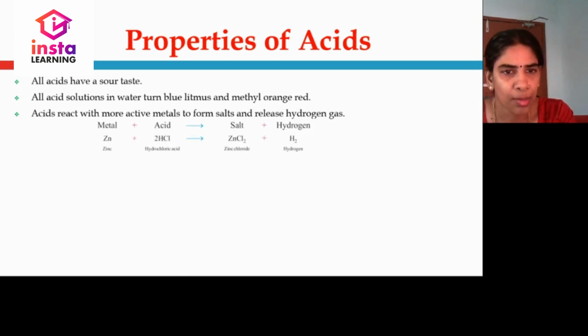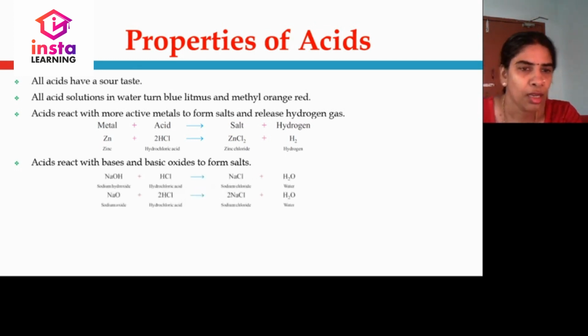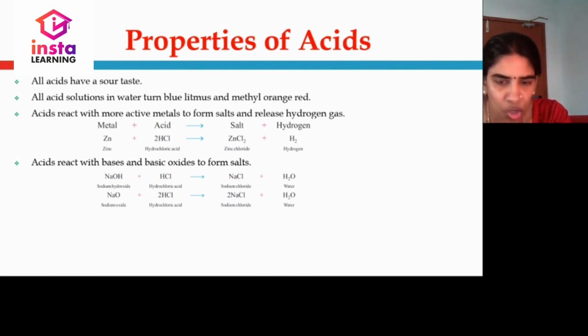You can see zinc is a metal. When reacted with an acid like HCl, it will give you the salt zinc chloride with liberation of hydrogen gas. In the case of zinc, you can replace it with any other metal. Acids react with bases and basic oxides to form salts. We read that a metal produces hydrogen gas, but when a base reacts with the acid, it forms salts.